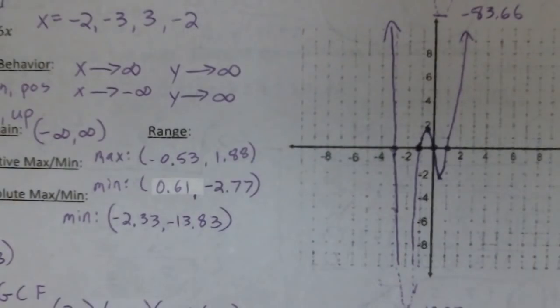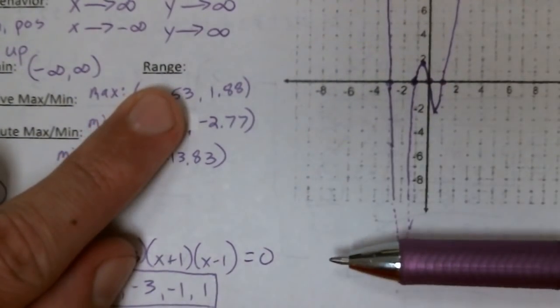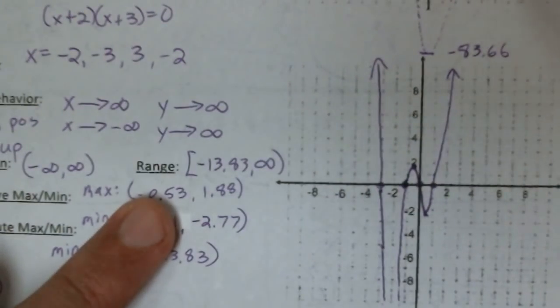Okay, does that look like what's on the calculator? Yes, it does. Okay. Now our range, once again, if I've got an absolute minimum, my range starts with this value. So my y values don't start until I hit that guy, and they will go on forever. I've got y values forever and ever.